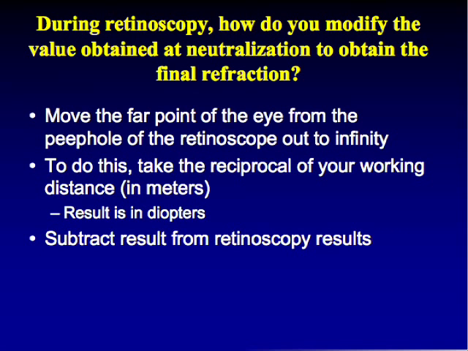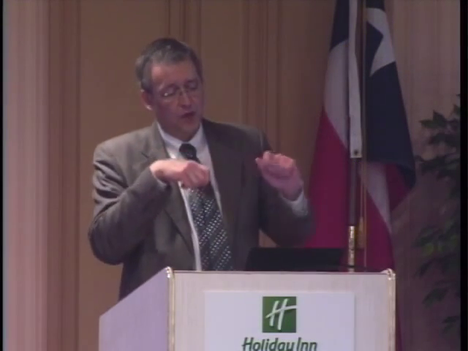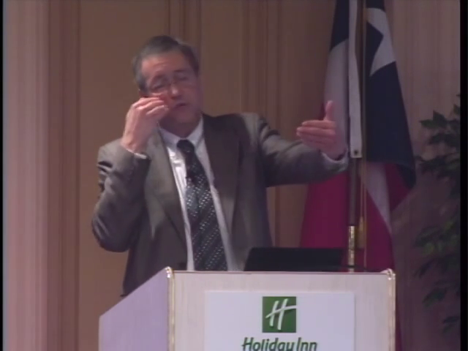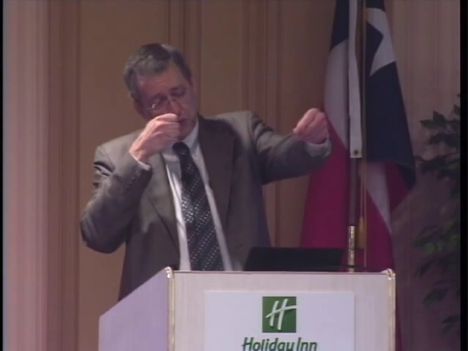So during retinoscopy, how do you modify the value obtained at neutralization to obtain the final refraction? I've mentioned this earlier, but think about what we're doing when we're doing retinoscopy. We're taking the far point of the eye and putting it at the peephole of the retinoscope. But if we gave that as the glasses prescription, then the patient would be in focus at the peephole of the retinoscope, and we don't want that. We want them in focus at infinity.